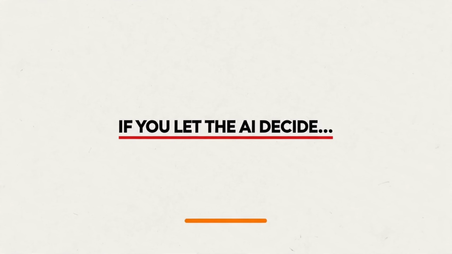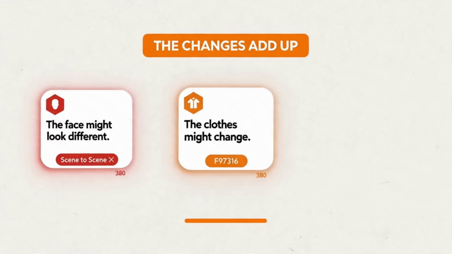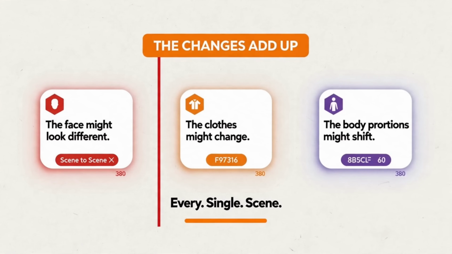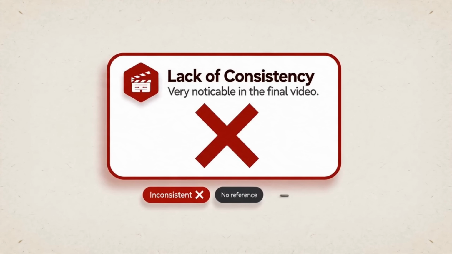The reason is simple. If you let the AI create a new version of your character every time, small details will slowly change from scene to scene. The face might look different, the clothes might change, the body proportions might shift. And once you turn everything into a video, that lack of consistency becomes very noticeable. So rather than fixing those problems later, we're going to lock in the character design from the beginning. The good news is that this step is actually very simple.